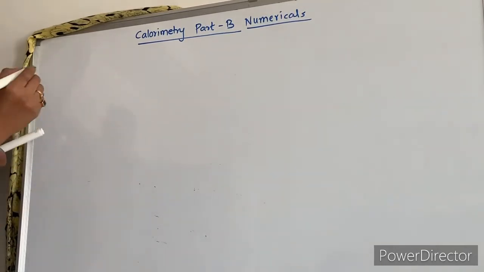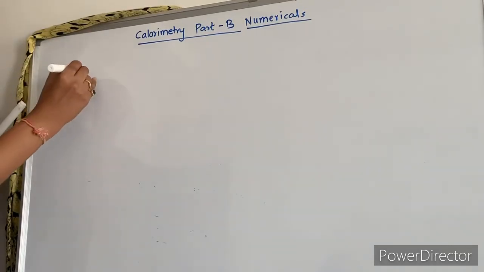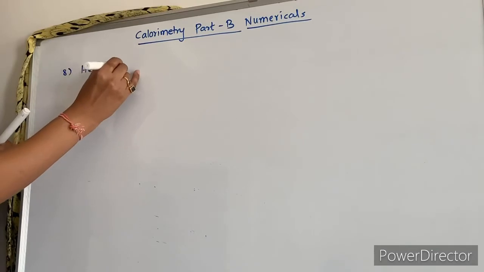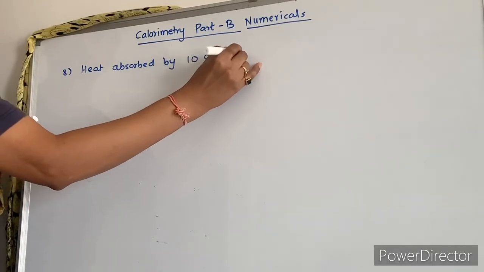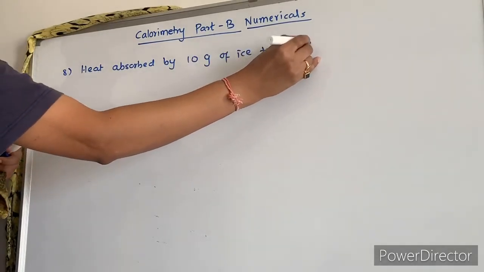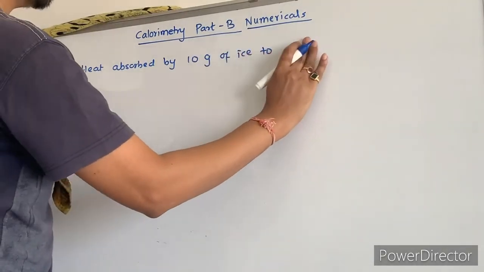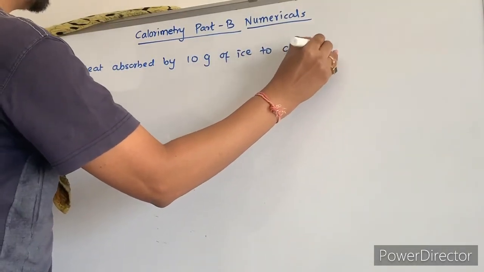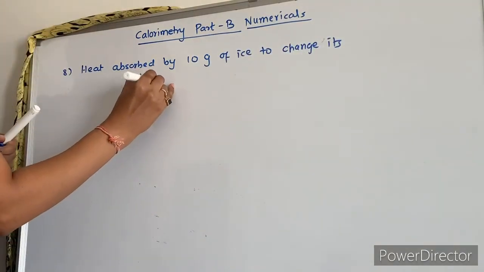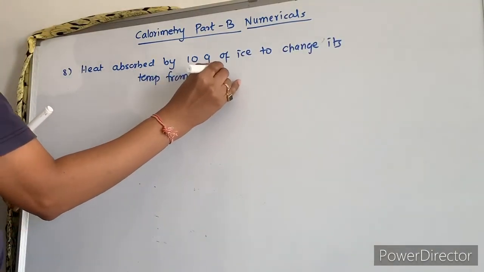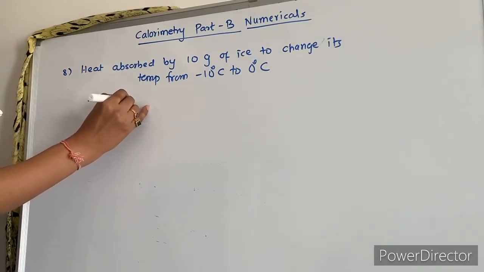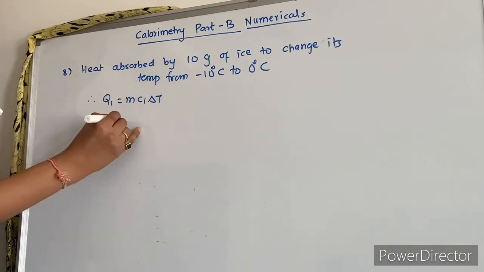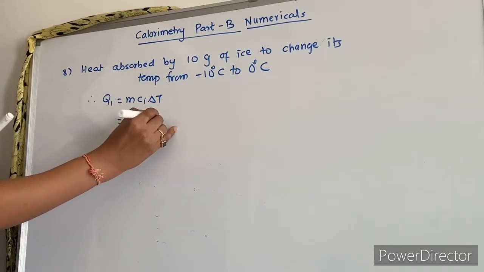So I will write here: heat absorbed by 10 gram of ice to change its temperature from minus 10 degrees Celsius to 0 degrees Celsius, right? From minus 10 to 0. So this is Q1 is mCI delta T. This is 10 into 2.1 into 10.